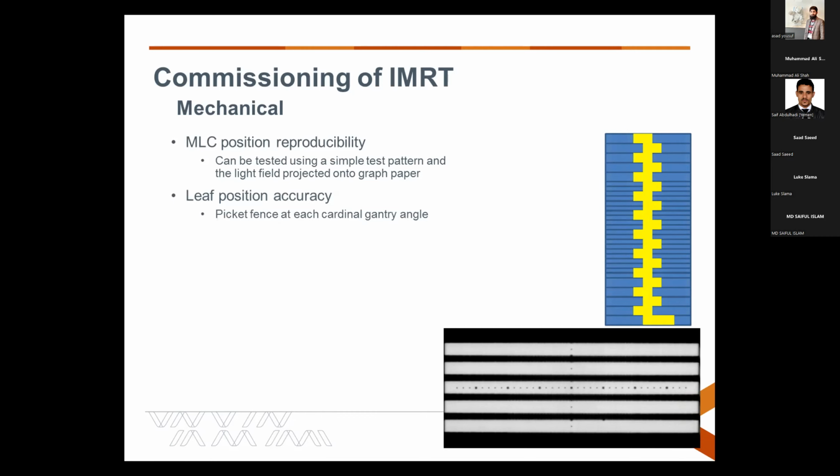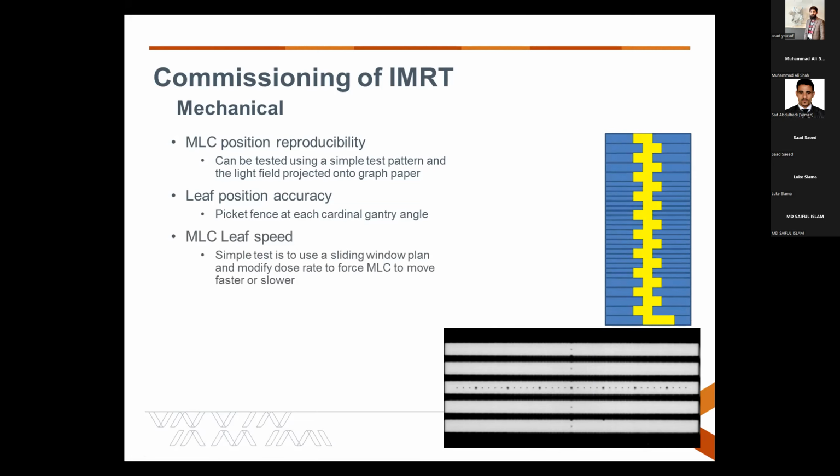Leaf position accuracy. The easiest way to do this test is just to do a picket fence at each cardinal gantry angle. So you have multiple MLC leaves positioned to create one picket, and then you move them, create a second picket, a third picket, a fourth picket. This is an example of the test that we use for our department, where we have the graticule inserted, and we analyze this using PIPSpro, which is a commercial analysis software that can analyze these types of images and calculate your leaf positions.